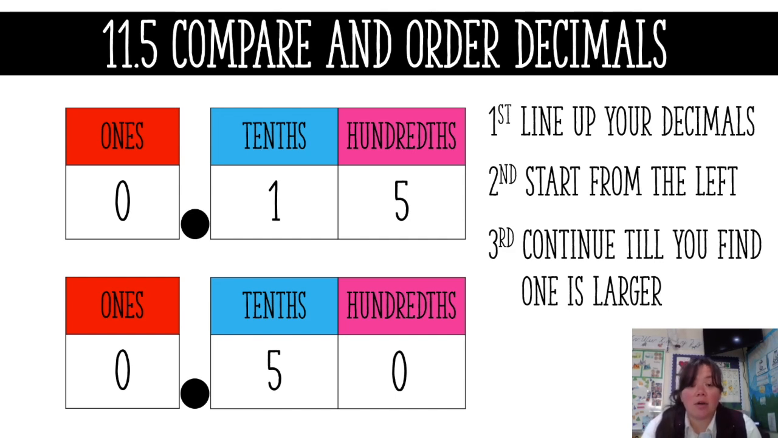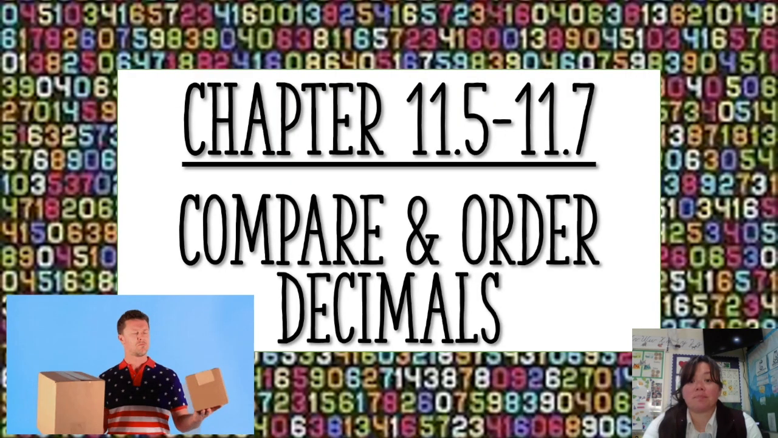Okay, so if you follow these steps, you will be able to compare and order decimals. You're going to be doing two different work pages. Please make sure you line up your decimals, start over on the left, and make your move right and make your comparisons as you move right. And once you find the larger number, then you've got your winner.